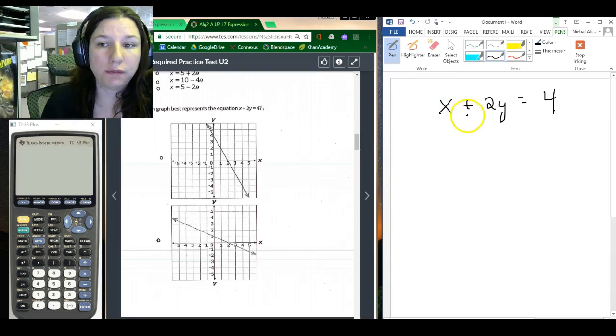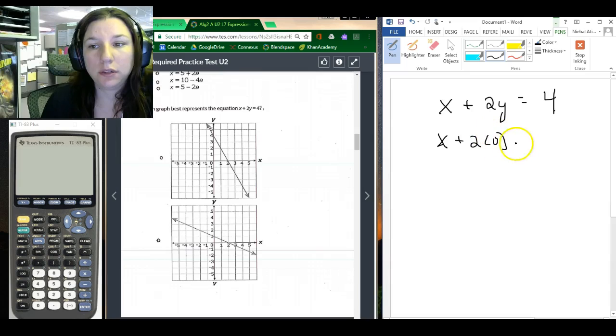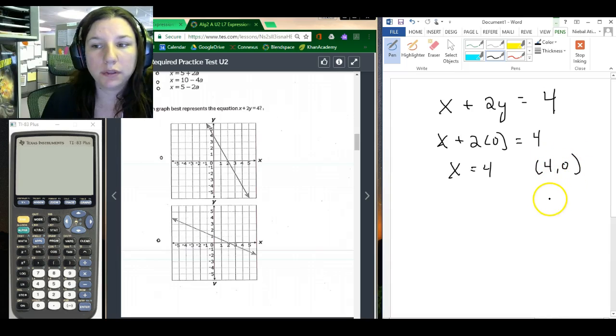So that would be using information that for the x-intercept, so where the line crosses the x-axis, the y is 0 at that point. So if I substitute a 0 in for y, we would get x equals 4. So I have one point when x was 4, where the y was 0.